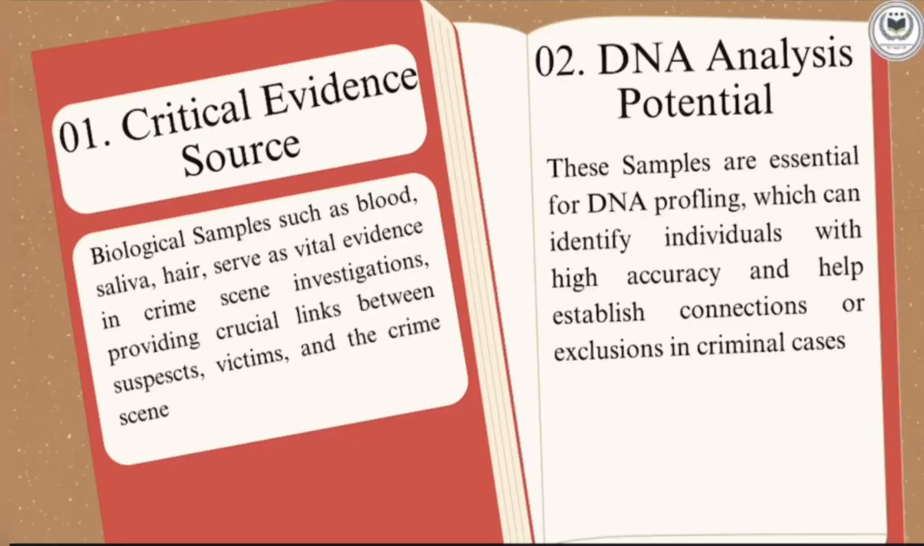Understanding biological samples in crime scene investigation is essential for solving crimes and identifying suspects. What are biological samples? It refers to any evidence that comes from a living organism. In crime scenes, these typically include blood, body fluids such as saliva, urine, sweat, hair and skin cells which can provide DNA information, and tissues, any small pieces of body tissues found at the scene. It can also help in establishing connections between the suspect, victims, and the crime scene.